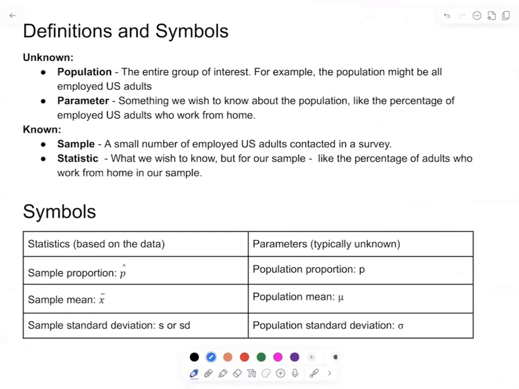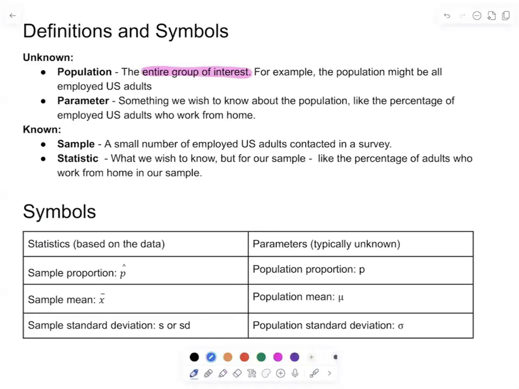Before we start the next problem, let's take a look at some symbols that are going to be different. When we are talking about our unknowns, we're talking about the entire group of interest. And so the population is that big group, maybe all US adults or all college students. And then the parameters, what we want to know about those populations, either a percentage or an average that has to do with the whole group.